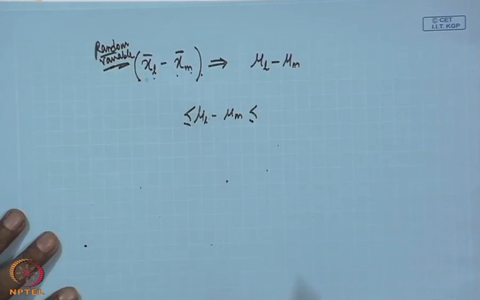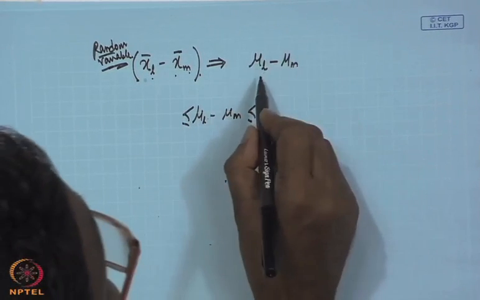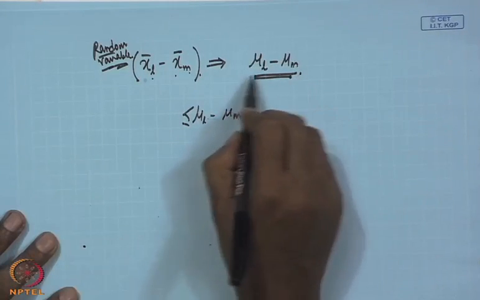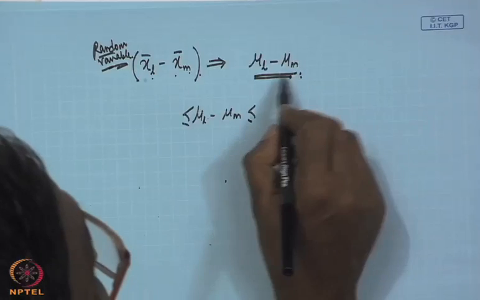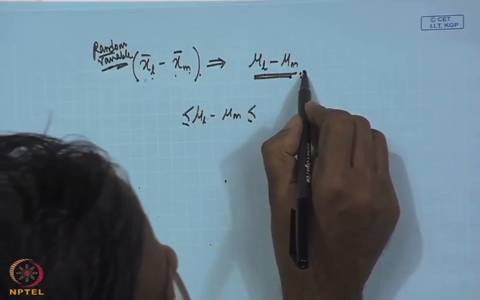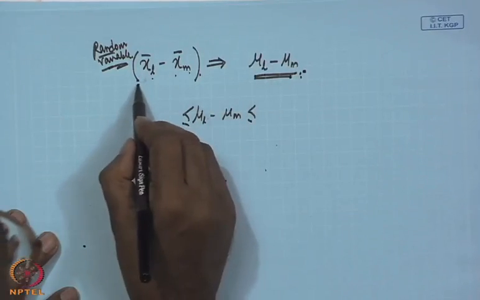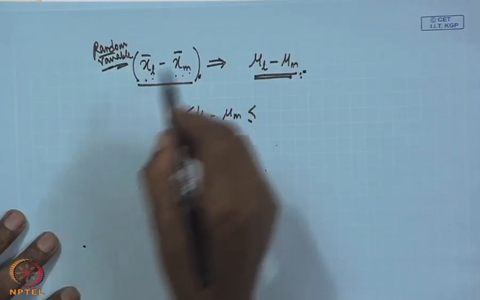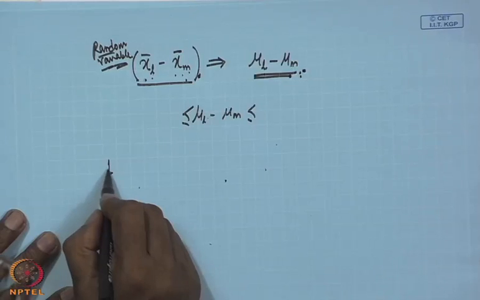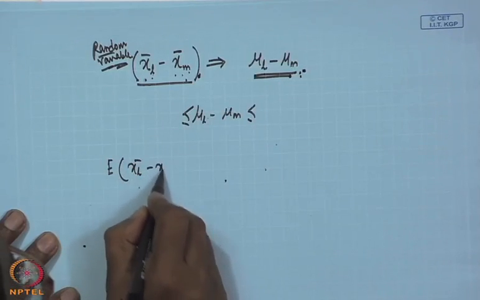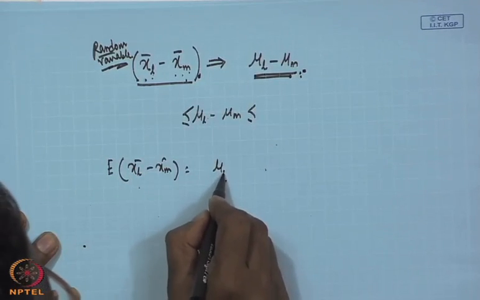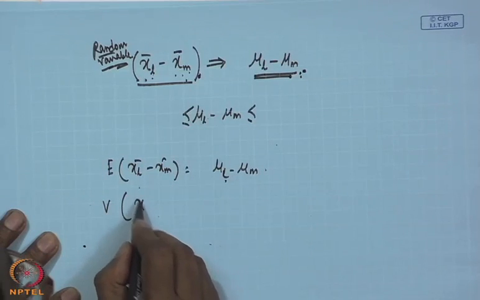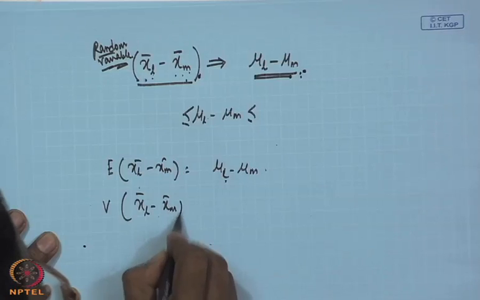Let me repeat that we are interested in the interval estimation for the difference between two population means, mu L and mu M. We will be using the statistic XL bar minus XM bar. So, what do you require to know? You require to know the expected value of XL bar minus XM bar. This will be nothing but mu L minus mu M.